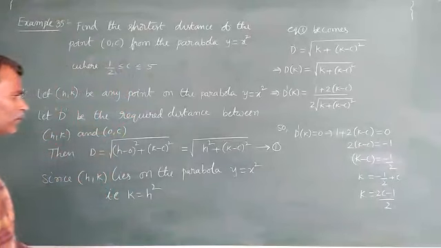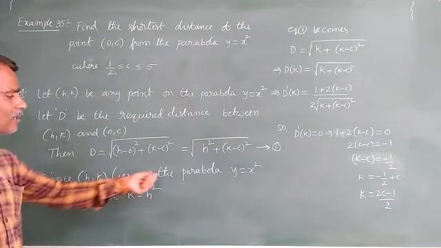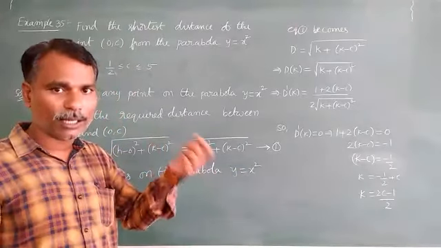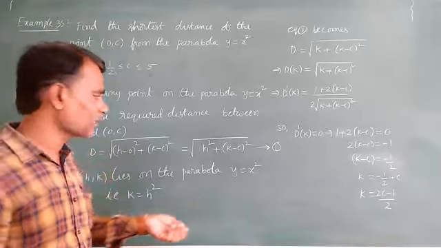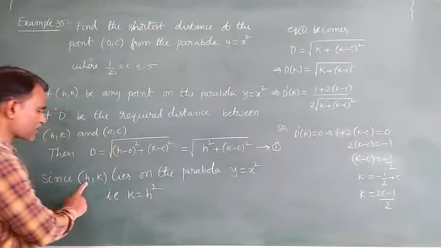And one more condition you need: since (h, k) lies on the parabola y is equal to x square, if any point lies on the parabola curve, you can use these letters instead of the x and y coordinates also.